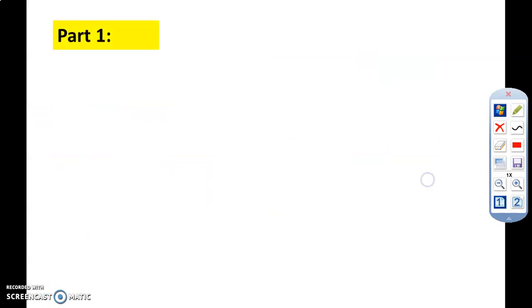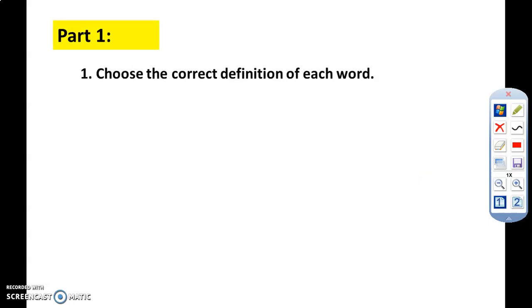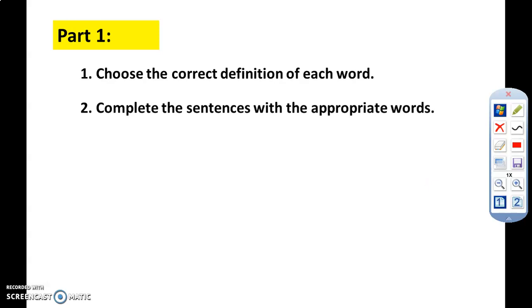Okay, now the first part of your practice, you will go online again after watching the video and you have the words with definitions. You read them well, then you choose the correct definition for each word. Is that clear? This is number 1. When you finish number 1, you will go to number 2. You complete the sentences with the appropriate words. You have sentences, you have choices, and you choose the right word for each sentence.